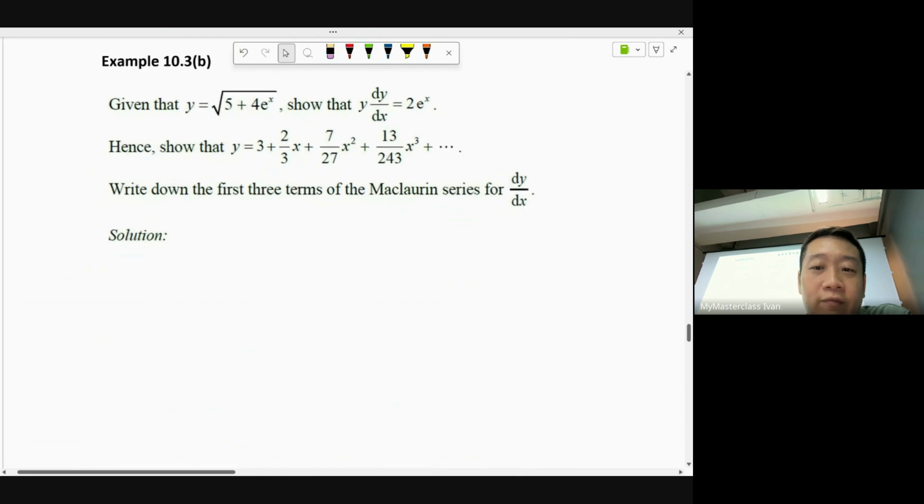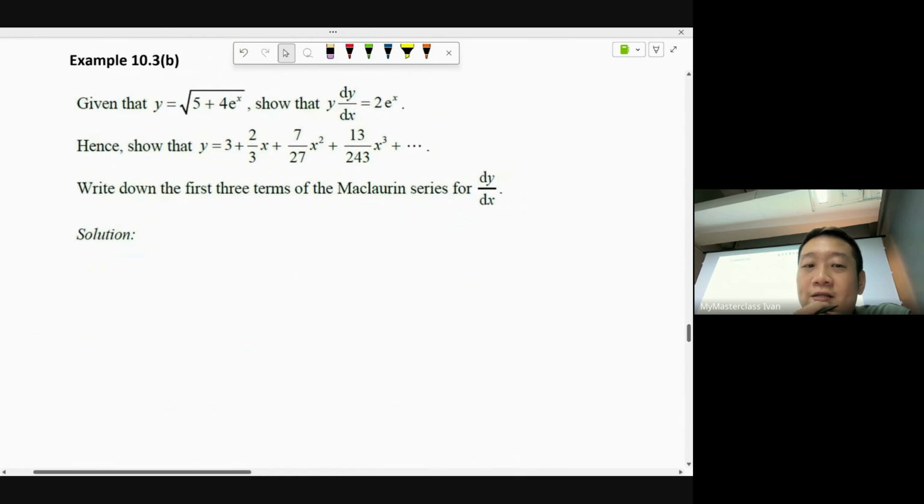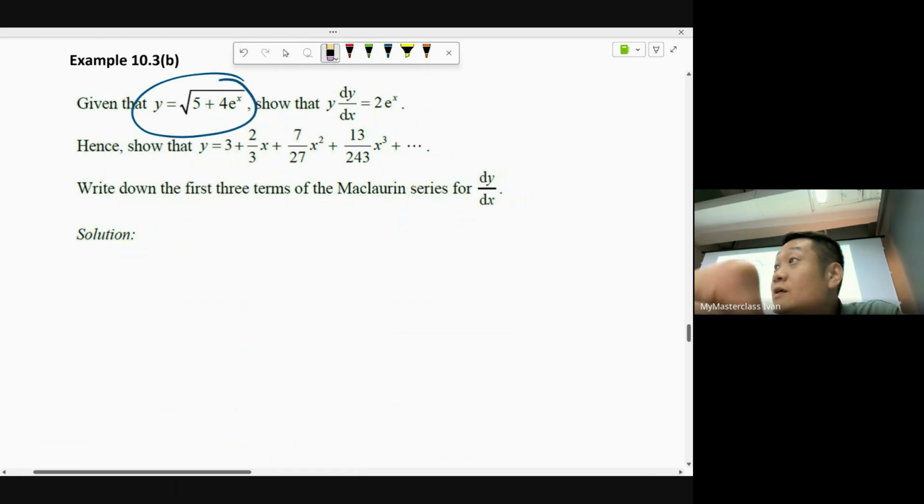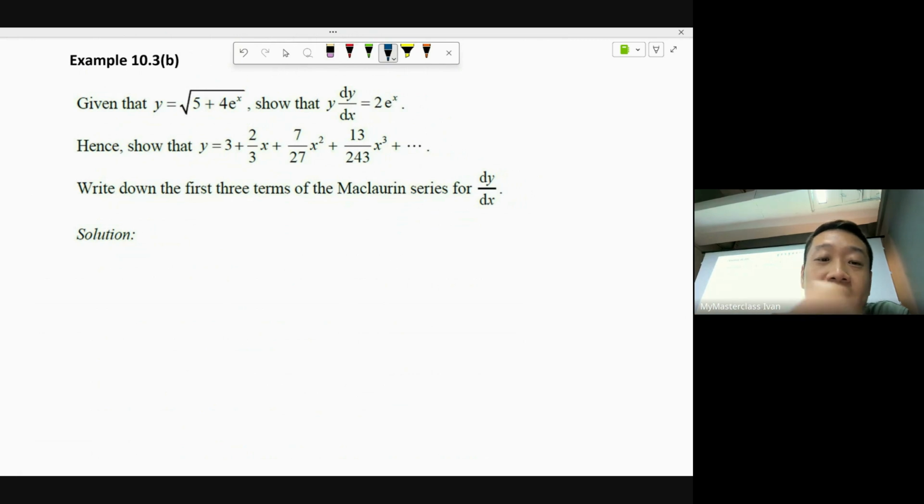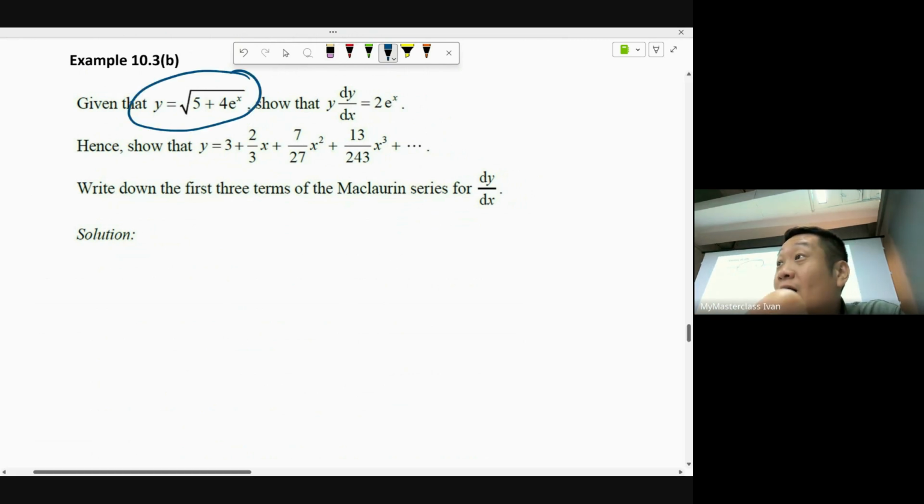Okay, and I'm going to tell you that when we do implicit differentiation, we must be flexible. That means, can you differentiate this? Yes, you can differentiate this. But is there an easier way to differentiate? Because this one involves a power half with a chain rule. So if you wanted to find an easier way to differentiate this one, what do you think you can do? How to remove the square root? Wesley, how to remove the square root?